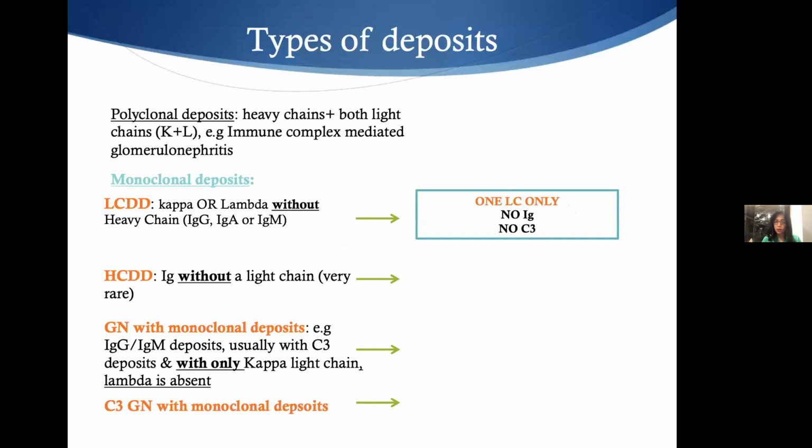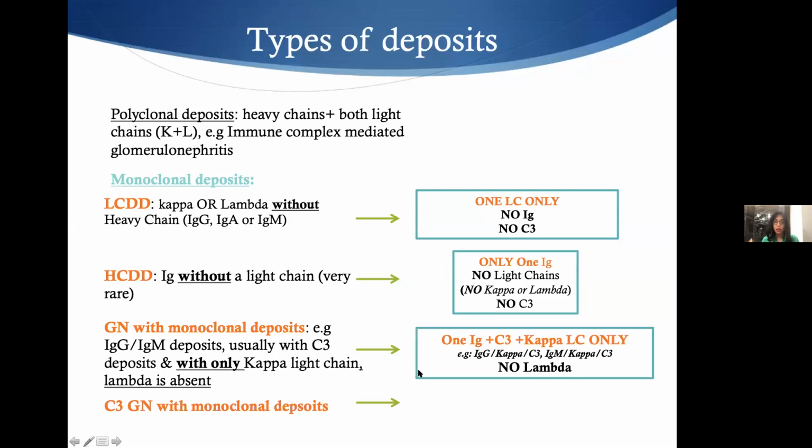What we call heavy chain deposition disease is that we have the heavy chain, the immunoglobulin, without any light chain. So these two are opposite to each other. We have only the IgG without light chains. And in both scenarios, we don't have C3 because we don't have an immune complex mediated process. In the third scenario, we have an immune complex mediated process. We have an immunoglobulin, which is G or M, but we have only kappa light chain. We don't have lambda, and this is why we call it monoclonal, because if it's polyclonal, then like the first example, I have to have the kappa and lambda. So I call this GN with monoclonal deposits, whatever the type of glomerulonephritis, as we're going to discuss tonight.